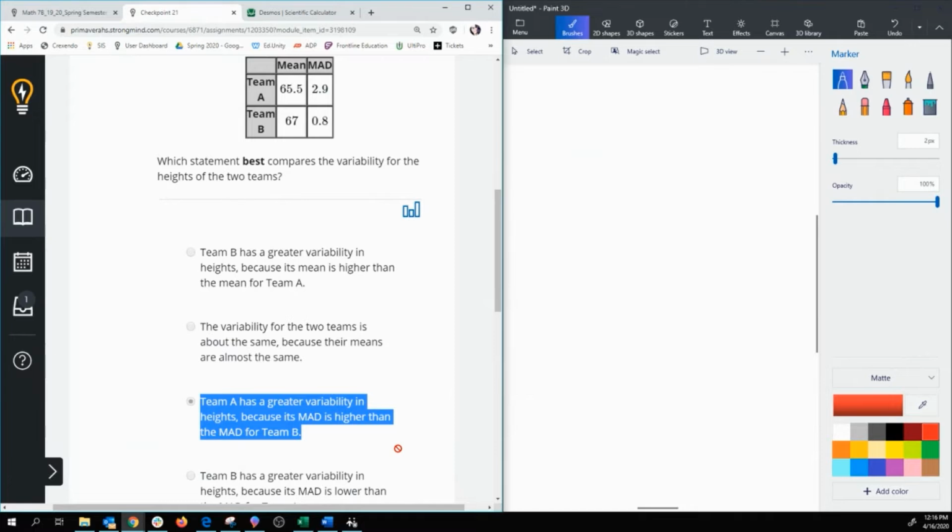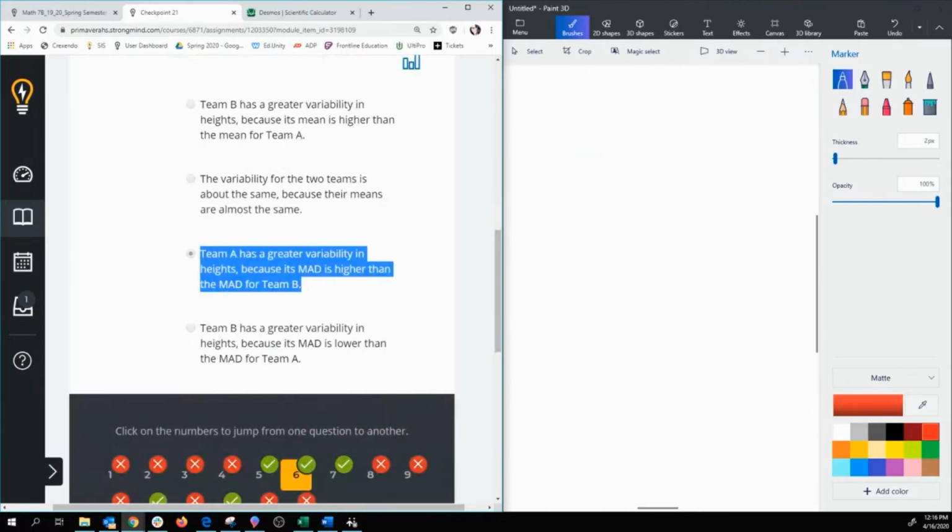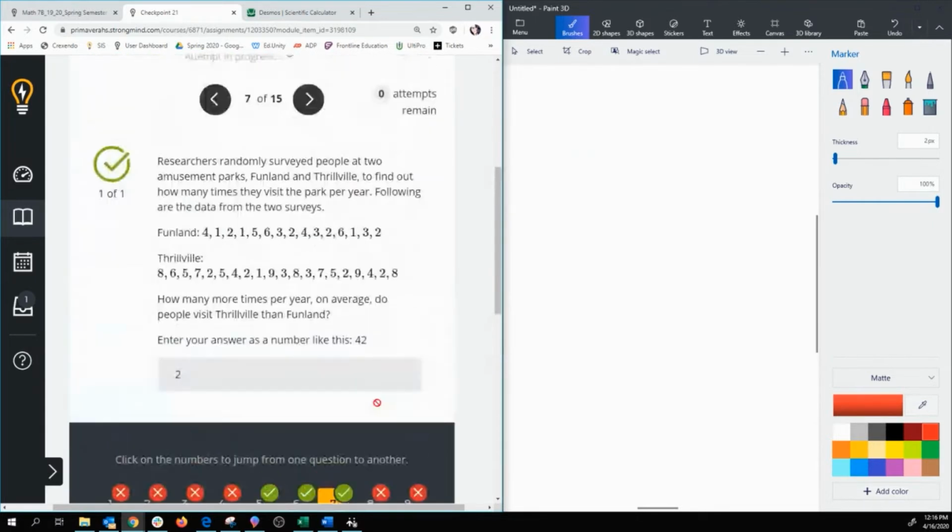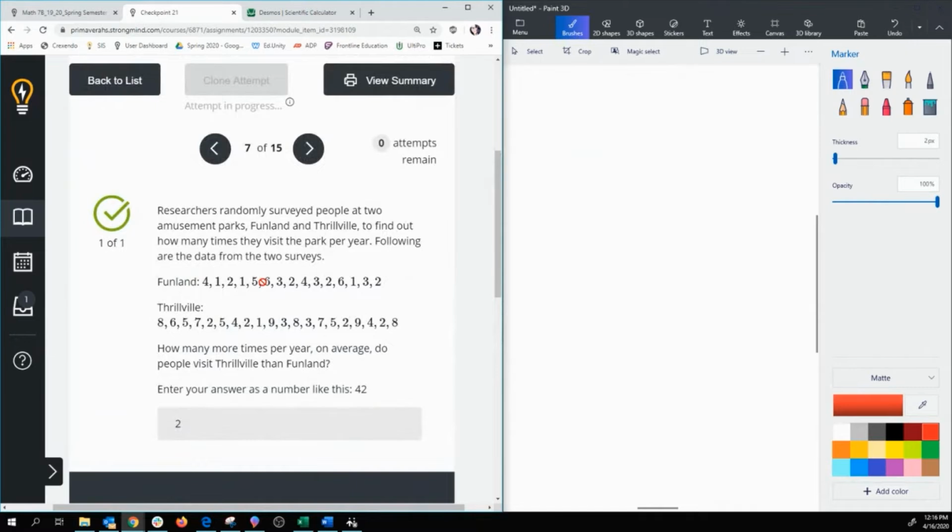So let me know when you guys are ready to go on to the next one. Perfect. All right, so next question we have is talking about Funland versus Thrillville. We want to know how many more times per year on average do people visit Thrillville than Funland? Alrighty, I'll give you guys a second to find this one and let me know when you are ready.